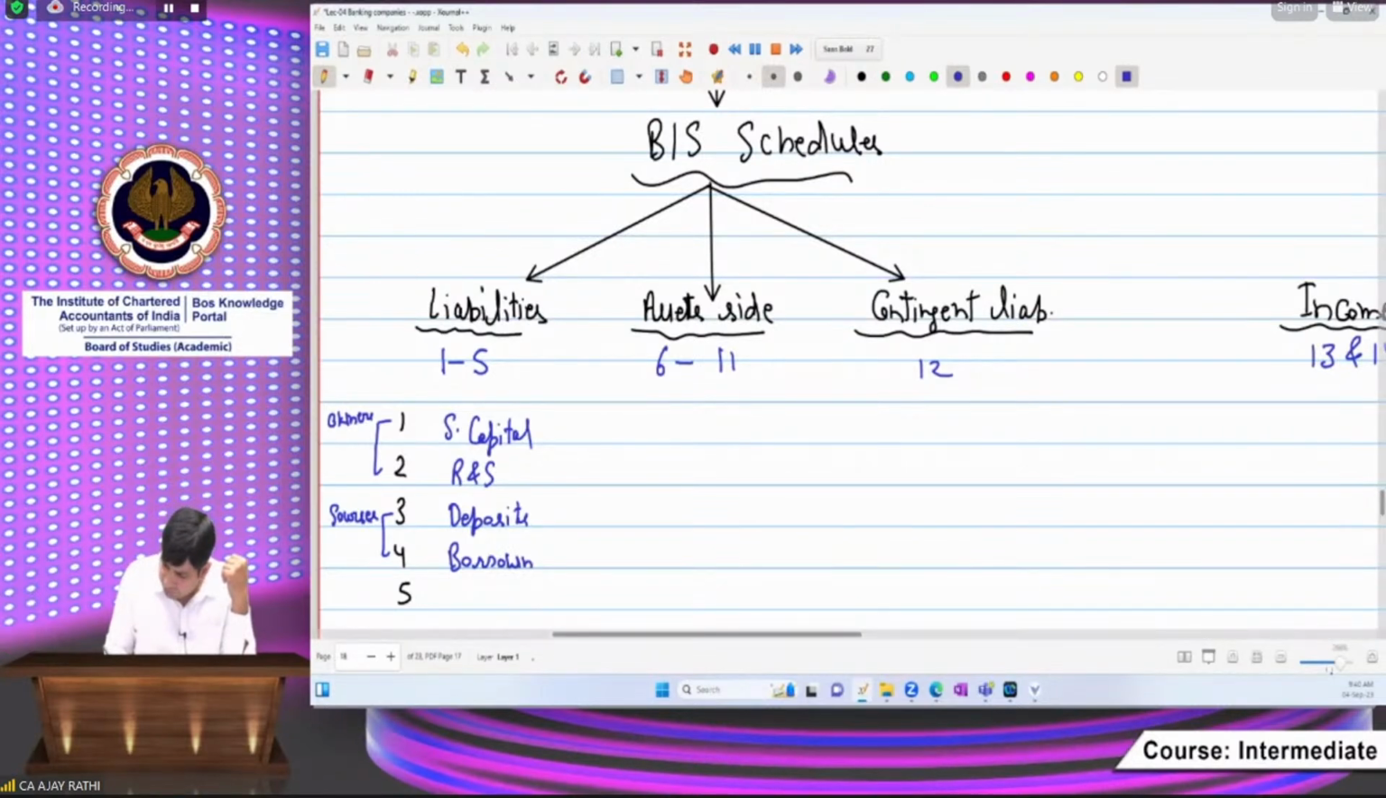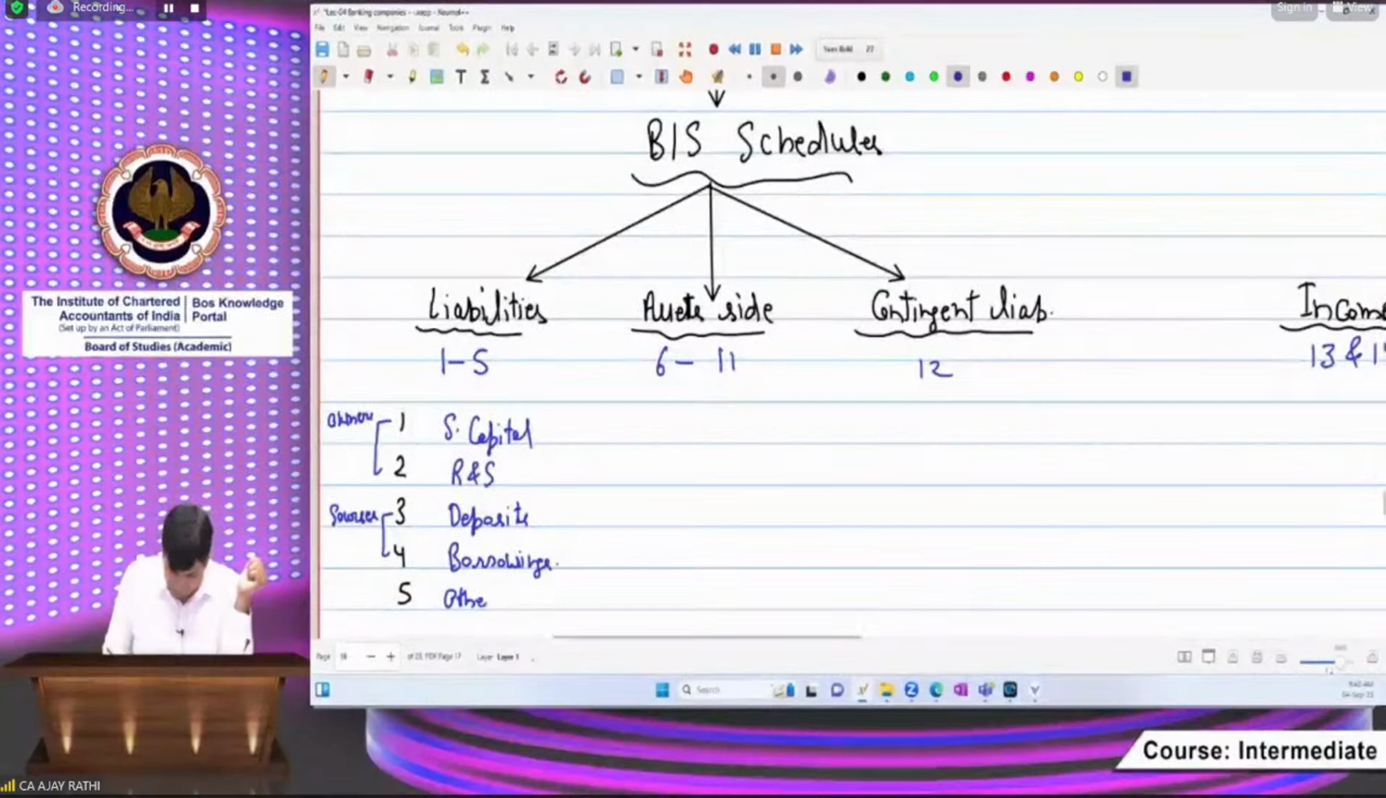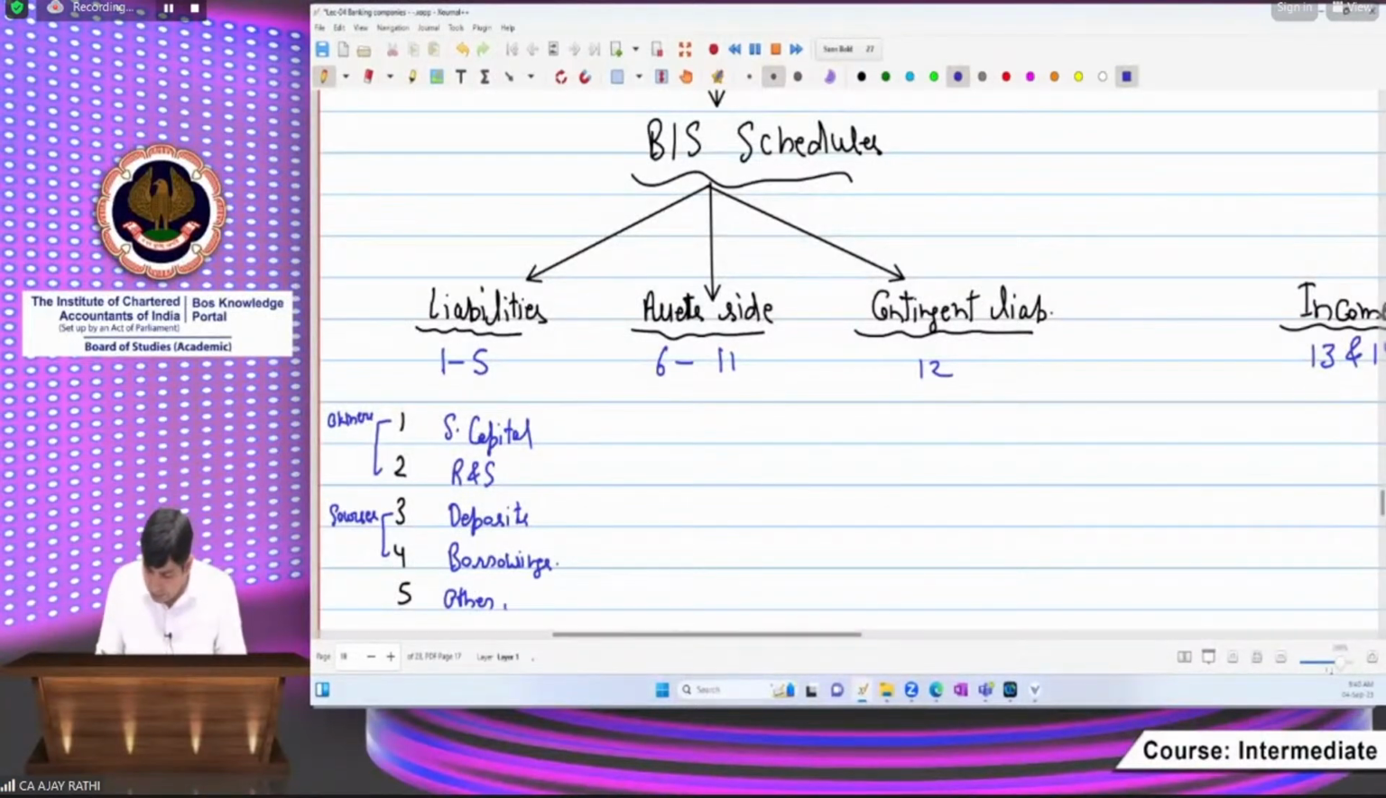Borrow from RBI, borrow from others. Okay, beta. Then number 5th, that is, except all these, other liabilities and provision. Next, 6, 7, 8, 9, 10, and then 11.